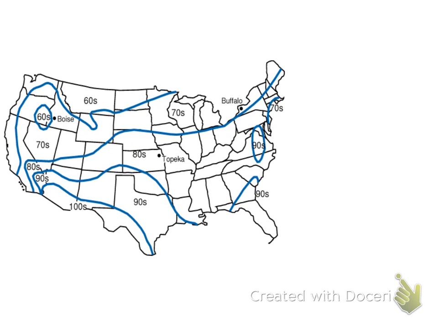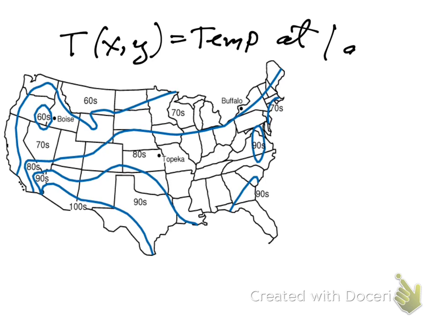So one problem with functions of two variables instead of functions of one variable is that it can be difficult to graph them. So for example, consider a function T of x comma y that is the temperature at latitude x and longitude y. So at every different point in the United States, there's a different temperature at a given moment.